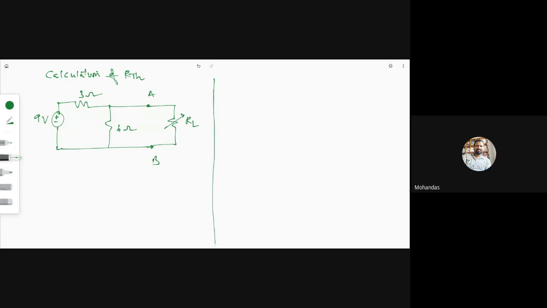For calculation of R Thevenin, you have to draw an equivalent circuit to find the R Thevenin. R Thevenin is the Thevenin resistance. Now, can anybody read out the procedure which I have given? Because we have to follow the procedure so that we can easily understand. Srivarsha, please read out the procedure once, step by step.